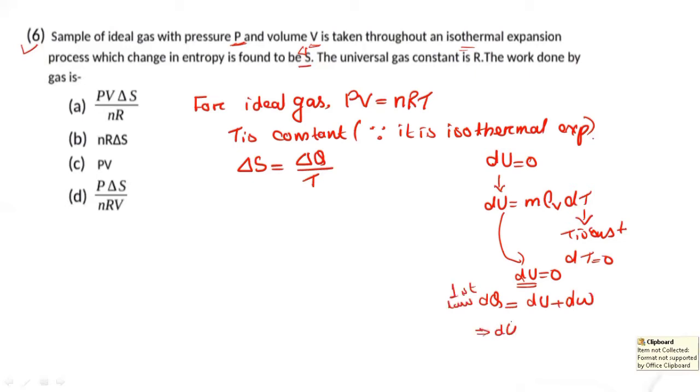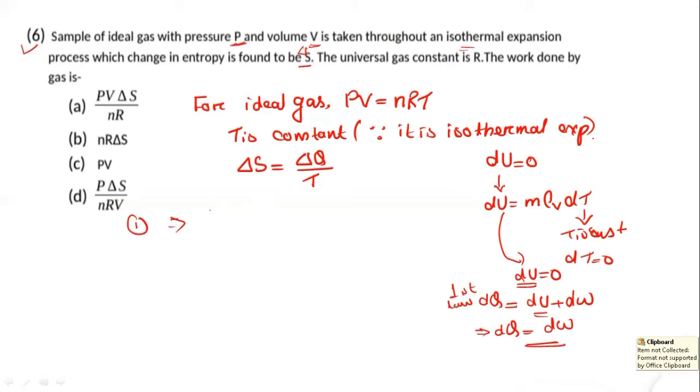So here dU is equal to 0, so dQ will be equal to dW. Now this condition we will use. Delta S is equal to del Q by T.